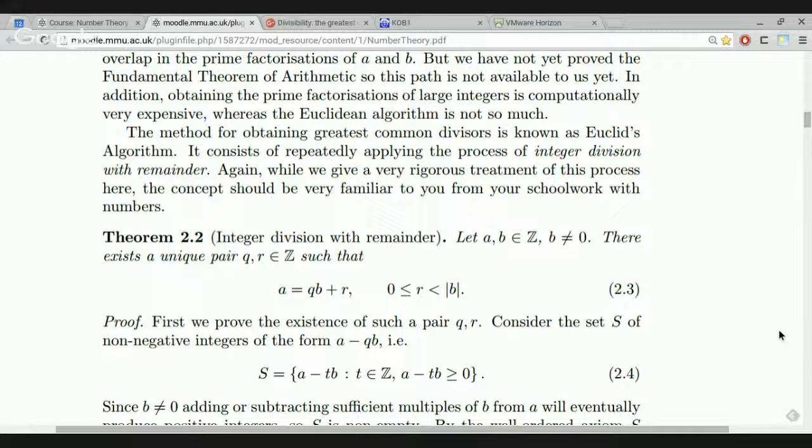What this says is, if you're given any pair of integers a and b, as long as b is non-zero, then there exists a unique pair q and r such that you can write a as q times b plus r. It's called r because it's a remainder. The term q is used because this is referred to as the quotient of a by b. The remainder term is non-negative, and it's got absolute value less than the absolute value of b. So this is the process of integer division with remainder.